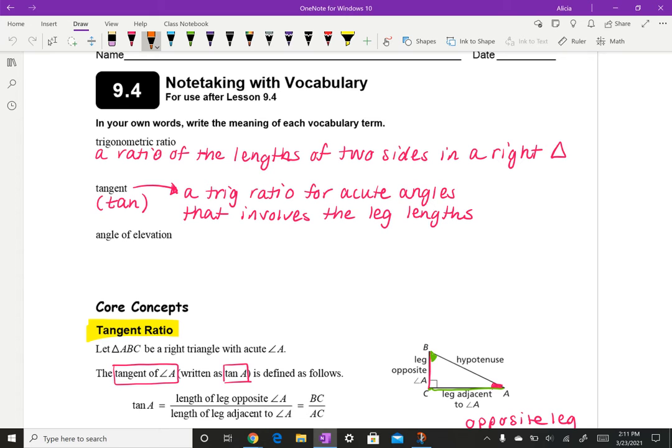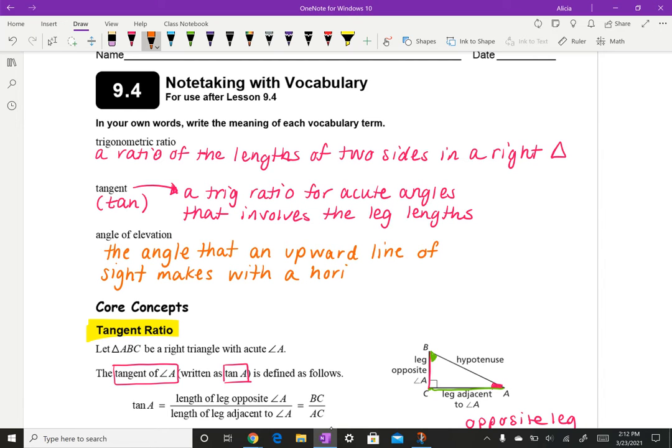So an angle of elevation is the angle that an upward line of sight makes with a horizontal line.